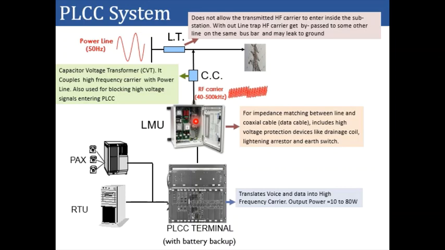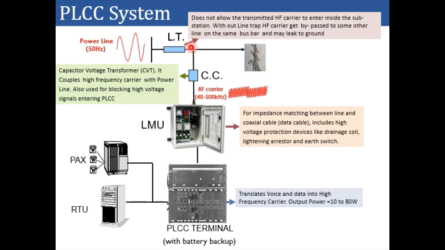Now from the line matching unit, the carrier waves go to the coupling capacitor. The coupling capacitor is nothing but the capacitor voltage transformer known as CVT. It couples the high frequency carrier with the power line so that these carrier waves can travel effectively on the transmission line. It will also help in blocking the high voltage signals which are entering the PLCC terminal. After that, the high frequency carrier wave will be injected into the transmission line.